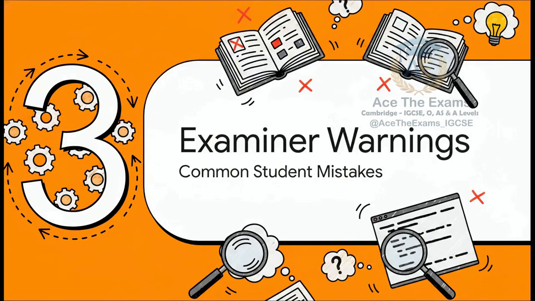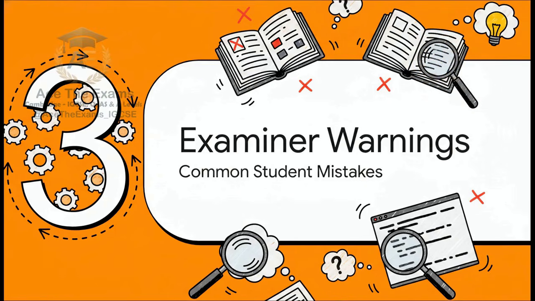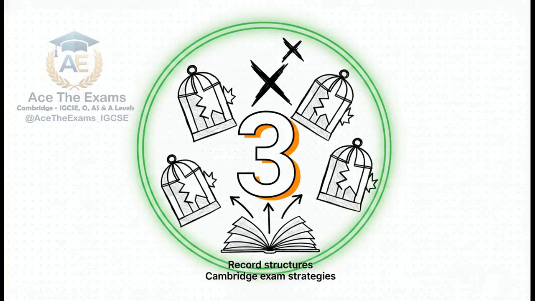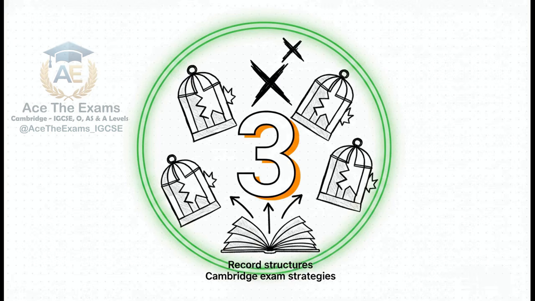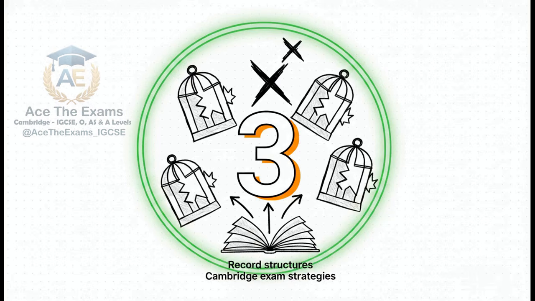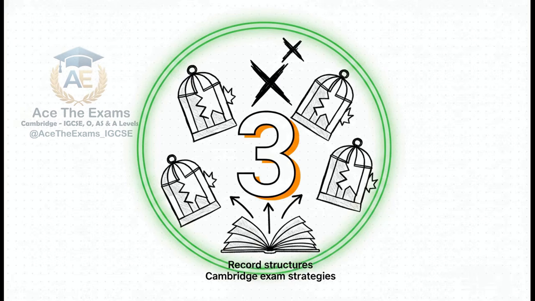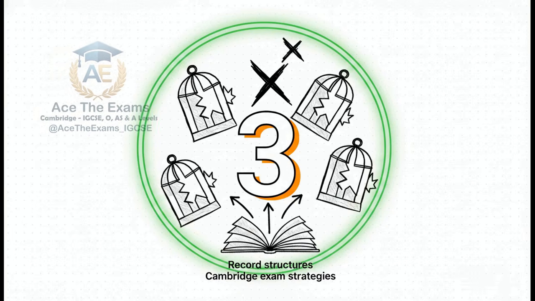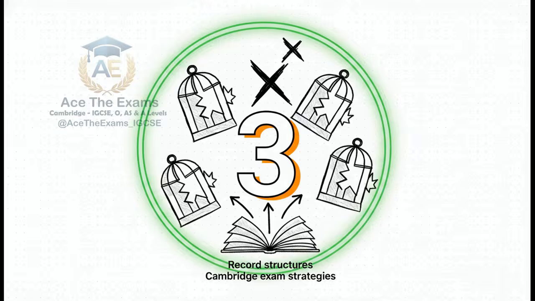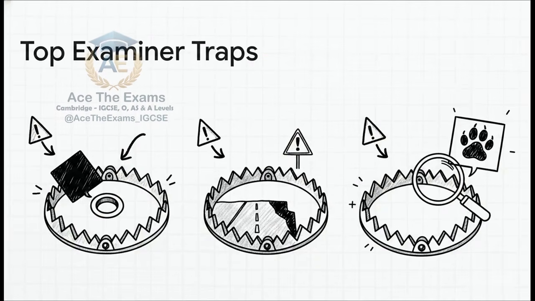Let's get into Section 3, the examiner's playbook. We are going to look at the exact places where highly intelligent, well-prepared students absolutely bleed marks. Listen up, because there are exactly 3 critical, totally avoidable mistakes that students consistently make year after year when it comes to record structures. If you can just avoid these 3 things, you are already miles ahead of the curve. Let's completely deconstruct these warnings.